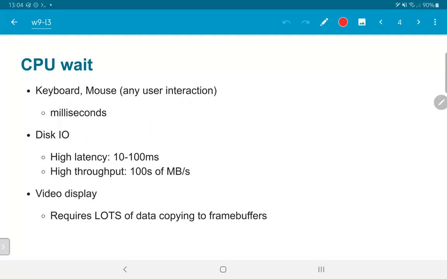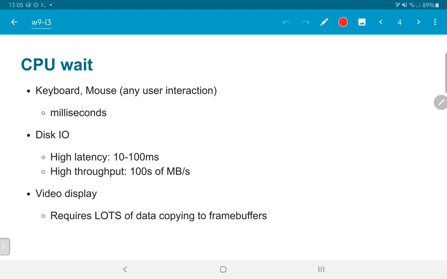What about disks in which large amounts of data are stored? They typically tend to have high initial latencies, which could easily be in the order of tens to hundreds of milliseconds even. On the other hand, they typically have high throughput, meaning that the rate at which the data comes through is very large. So even though they have a high initial latency, after that latency, large amounts of data come through at a rapid rate. Video display, on the other hand, requires lots of data being copied back and forth between different frame buffers.